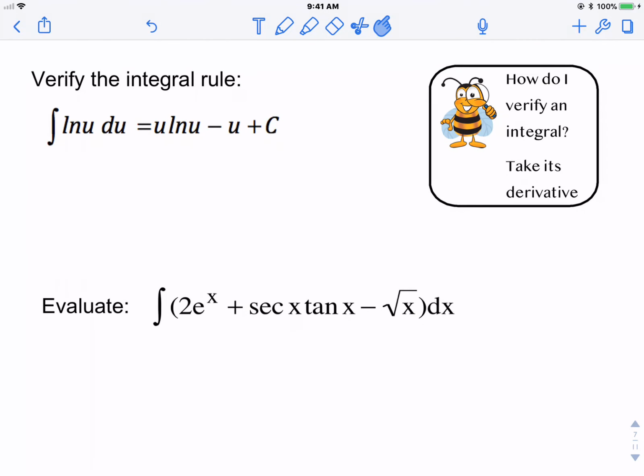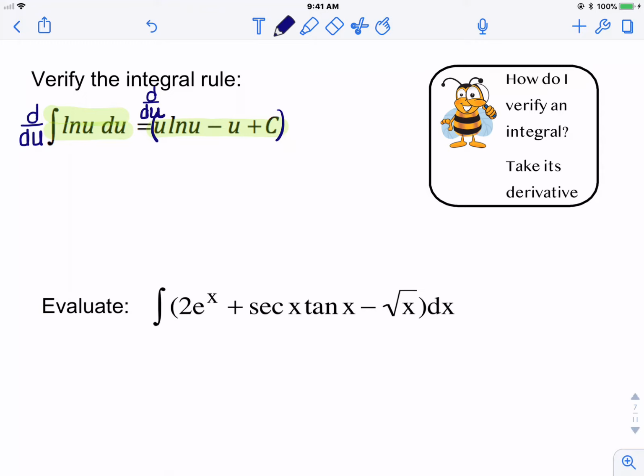You might be asked to verify one of those integral rules. In other words, they're going to use it and show you an example of an indefinite integral being evaluated, the indefinite integral of the natural log of u du, and they're asking you to verify that that is what you should get. So to verify an integral rule, what we're going to do is take the derivative of both sides and show that those are equal. So I'm going to take the derivative with respect to u, because that's the variable of integration here. And on this side, again, I'm going to take the derivative with respect to u, because that seems to be the variable on this side.